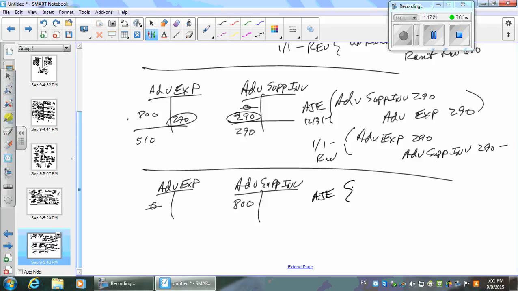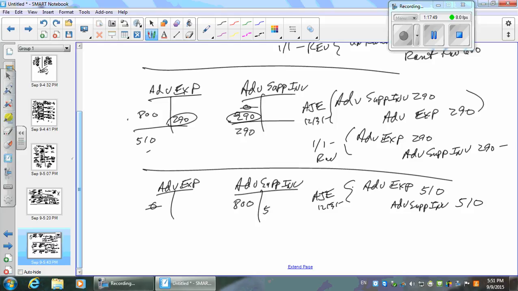Adjusting journal entry at 12/31. It'd be a different adjusting entry, wouldn't it? Of course. I'm going to debit advertising expense for the portion I used up. How much did I use up, guys? 510. What am I going to credit advertising supplies inventory for? 510, because that's what I used up. Everybody staying with me? Now expense instead of inventory. Put it in expense, take it out of inventory. Excellent.